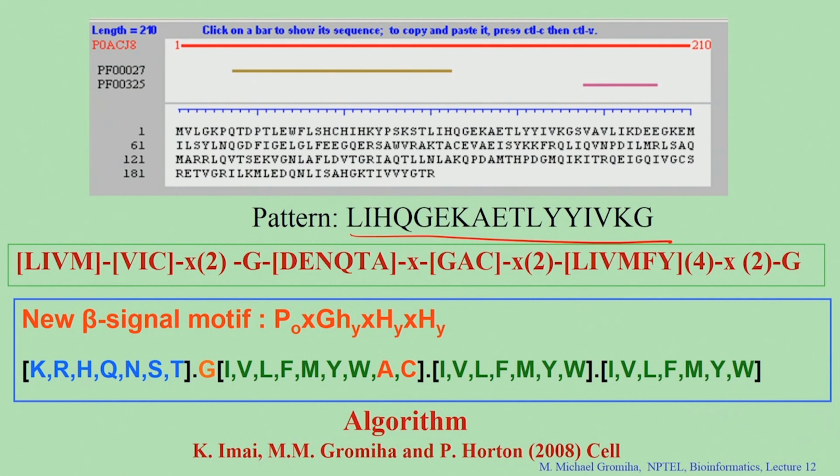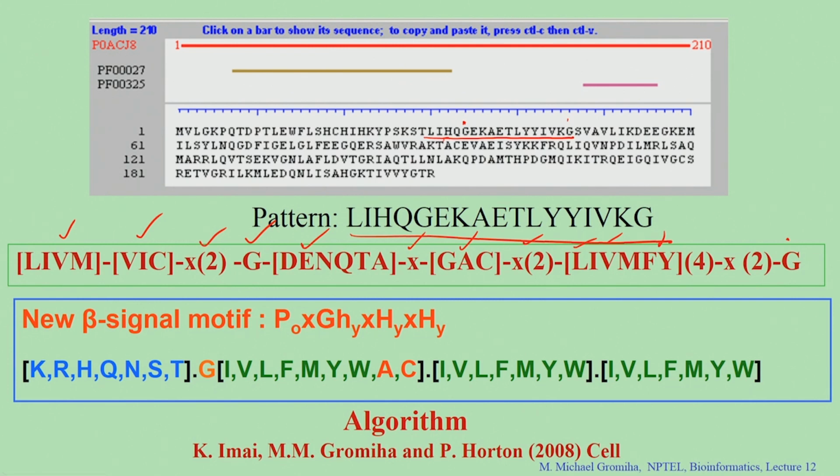Where does it start from? Here, VKG, from here to here. If you check, L is here, and I is here, and two residues here, and then G, this is a conserved G, it is here, and E is here, and then K, and then A, and then E and T, and L is here, Y is here, and I, then 2x, V and K, and the final G. That is how the program works.